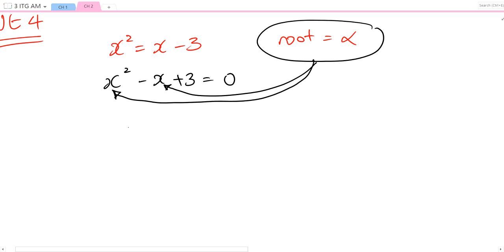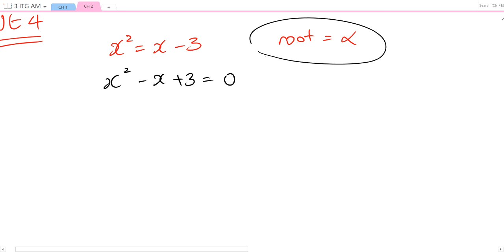Actually, I don't understand what is sabi. You don't understand what is what? What is sabi? Okay. What do roots mean to you? Solution. Roots are solution. Okay?